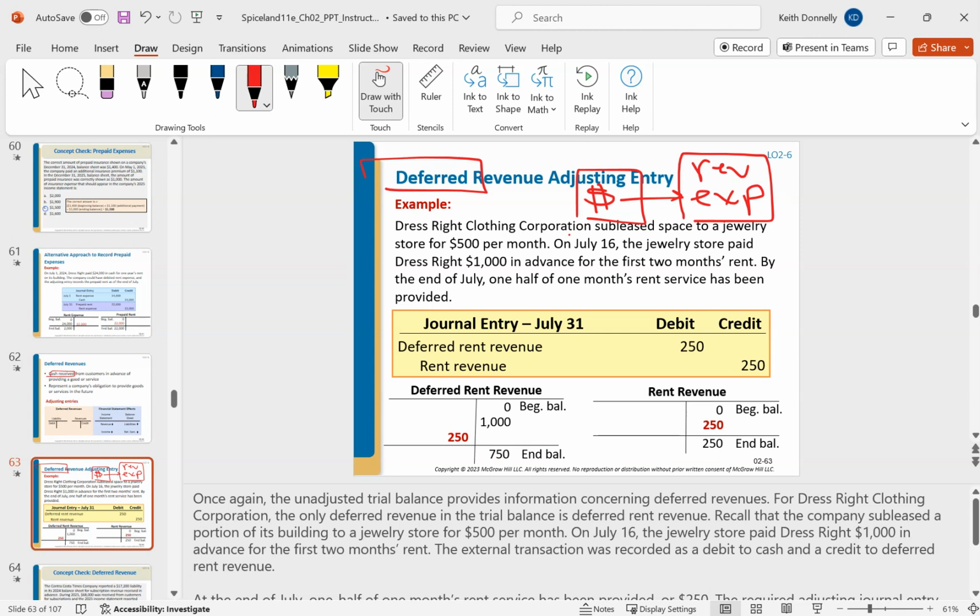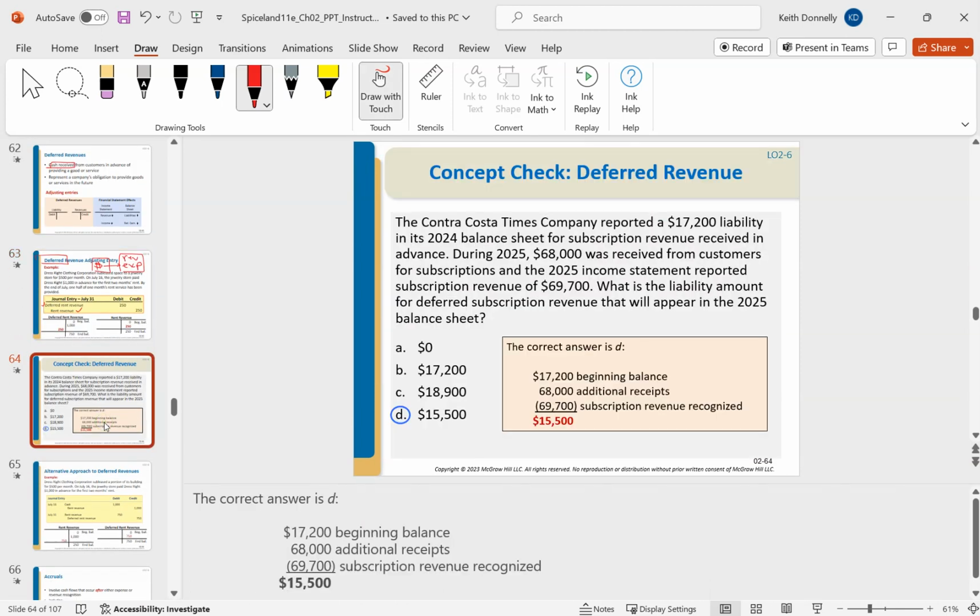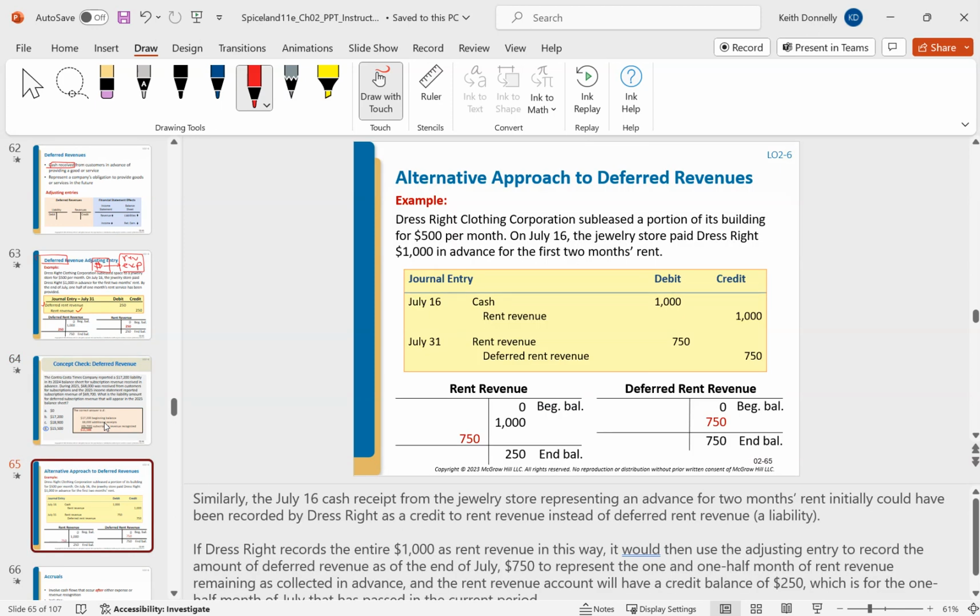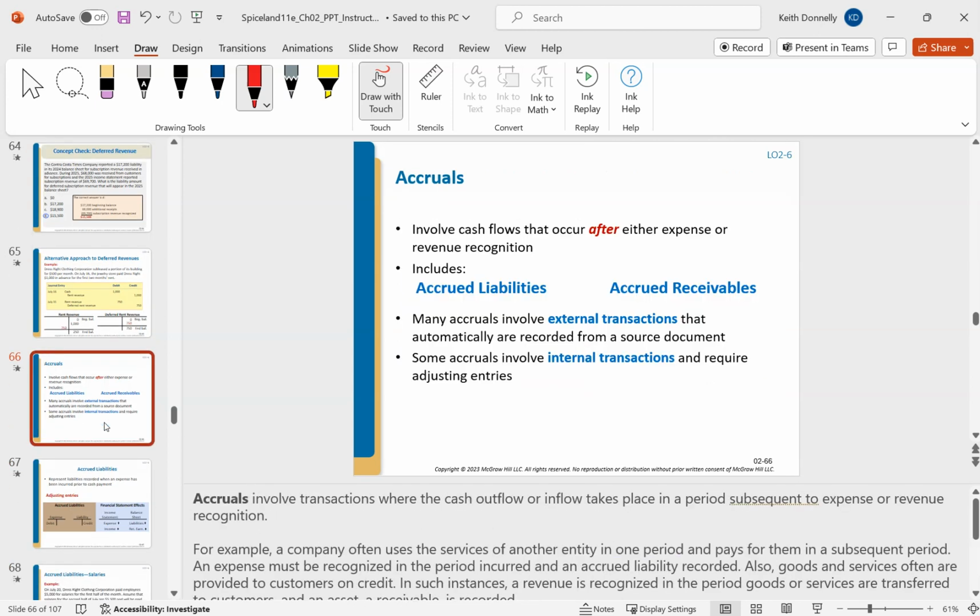We credited deferred revenue. Now, here we are at the end of the period, and we've earned some of that revenue. It looks like $250. So we credit rent revenue, we debit, we knock down that balance for the unearned revenue. Here's an MCQ. You can look at it. Again, it's just showing you that sometimes you have to back into these things. And again, here's an alternative approach if you want to look at that.